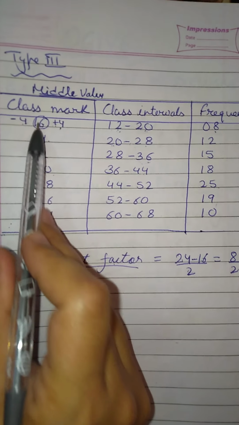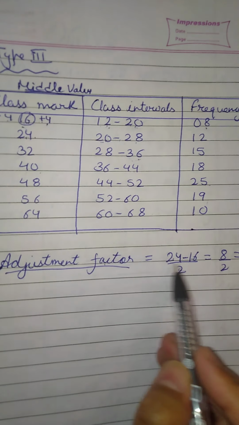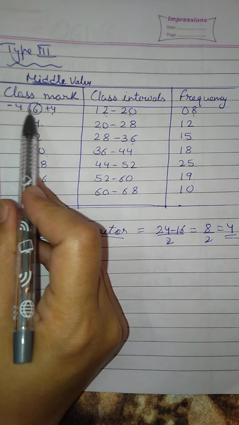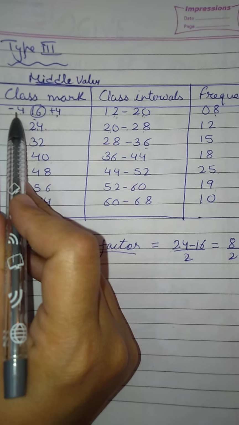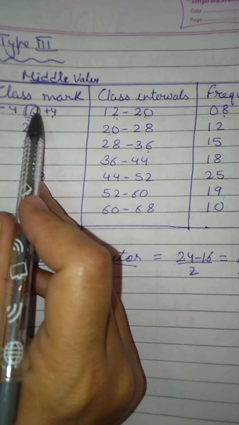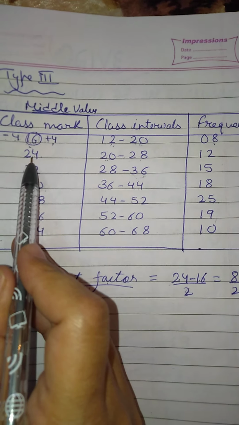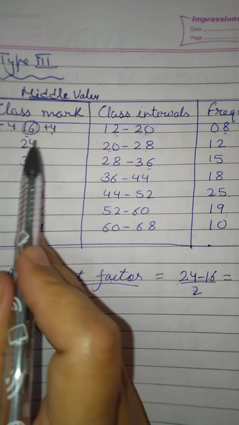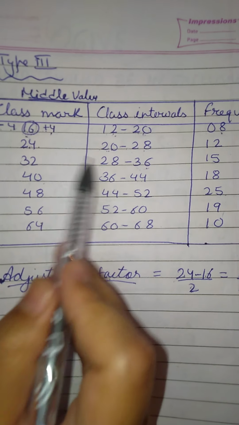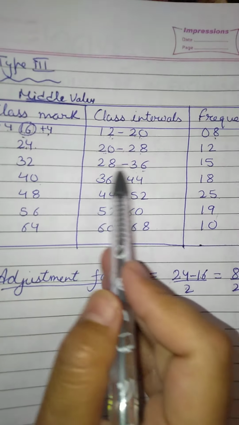24 minus 16, over 2, that is 8 over 2, that is 4. Keep on subtracting 4 from the class mark, 16 minus 4, 12. And keep on adding 4 to the same class mark, 16 plus 4, 20. Do the same thing for the next one. 24 minus 4, 20. 24 plus 4, 28. 32 minus 4, 28. 32 plus 4, 36. So you will get your class intervals.